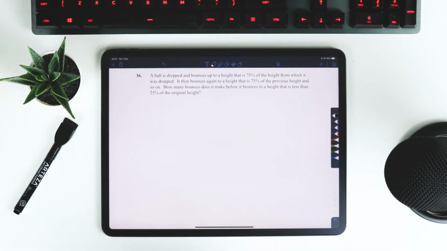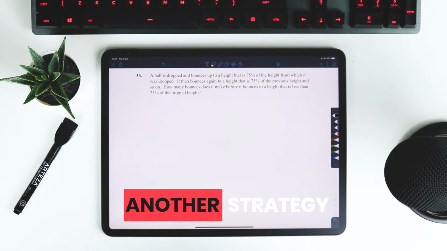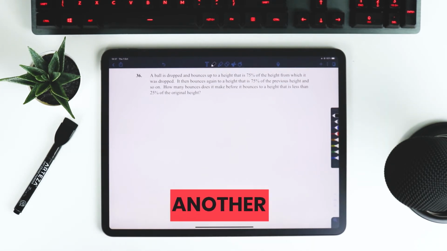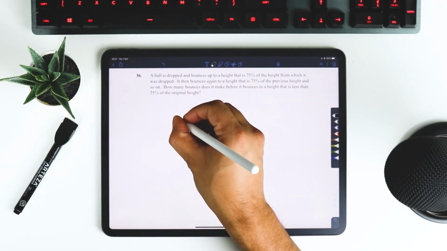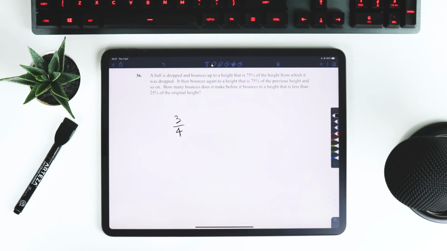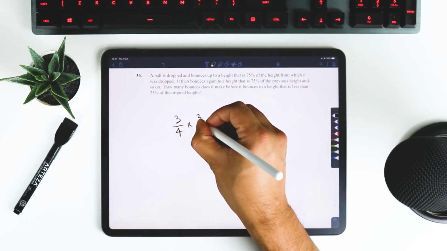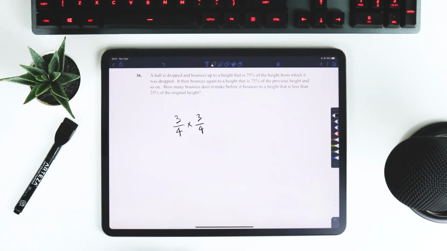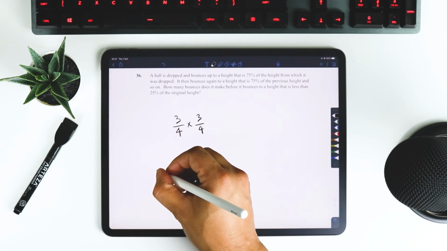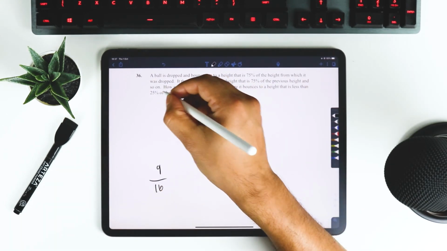Okay, so in the last video, we looked at this question, and I looked at it in a very visual way in terms of drawing the bounces and so forth. So if we think about it more simplistically, we know that the first bounce will have 3/4 of the original amount, which is 3/4. The second bounce will be 3/4 of that, so 3/4 times 3/4. And so we can do a quick calculation. That's going to be 9/16. That's not going to be 25%.